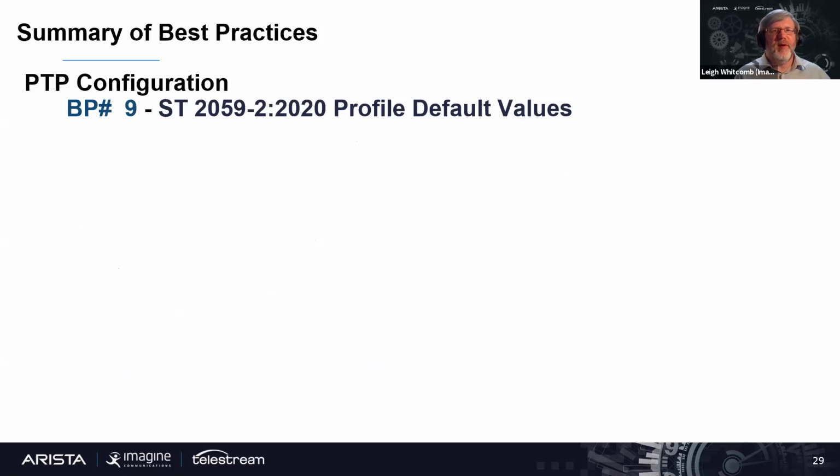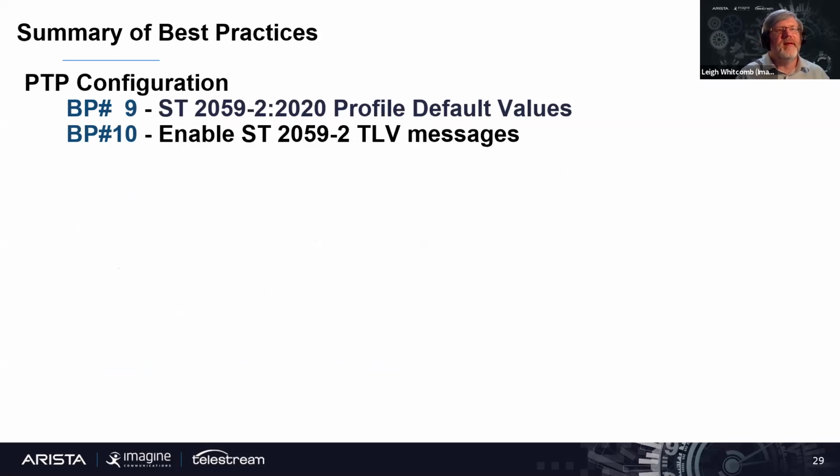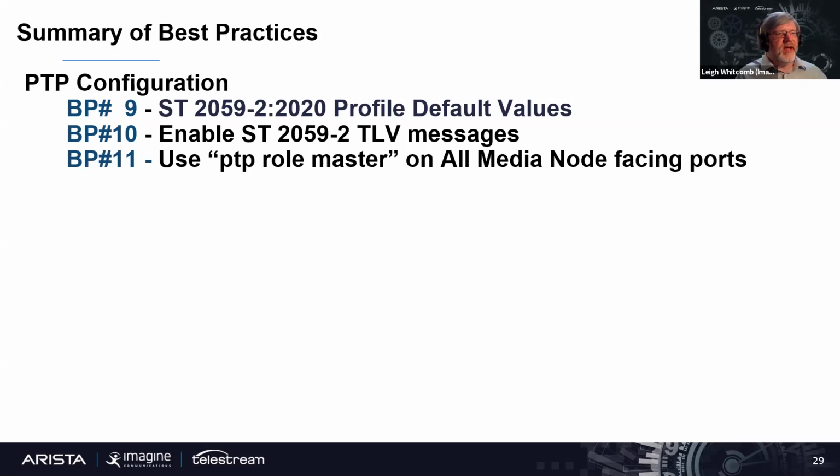From the configuration point of view, you want to use the 2059-2 2020, the not yet published but soon to be published default values that I mentioned earlier. You want to turn on those TLV messages. You want to use that role master on all the ports which are facing media nodes, or conversely, basically put it on every port except for the ones which you can trace back to your grandmaster.